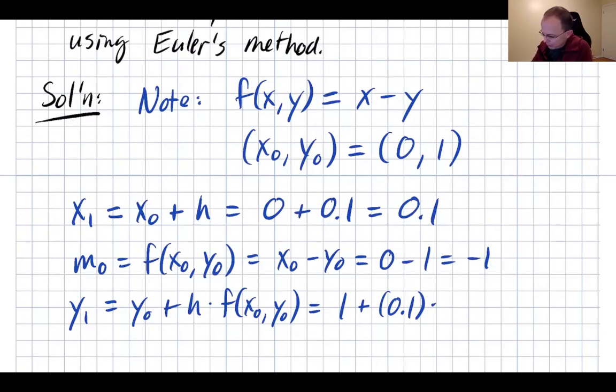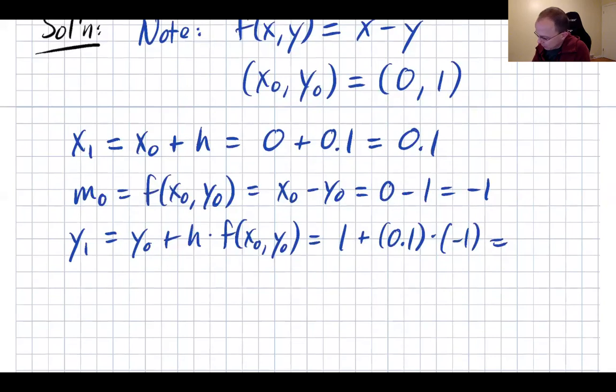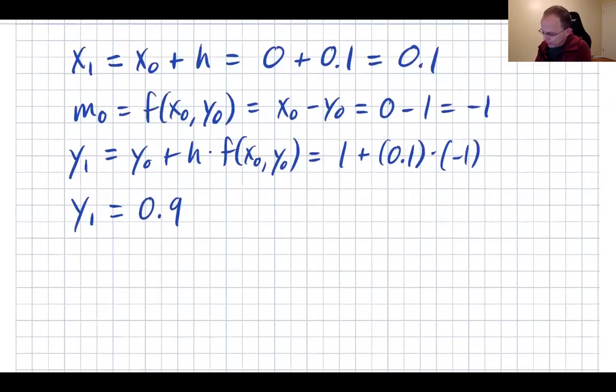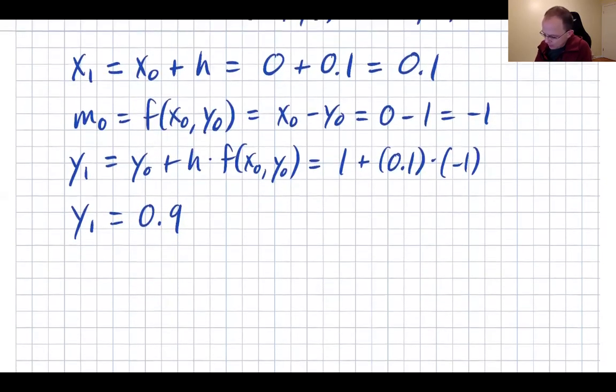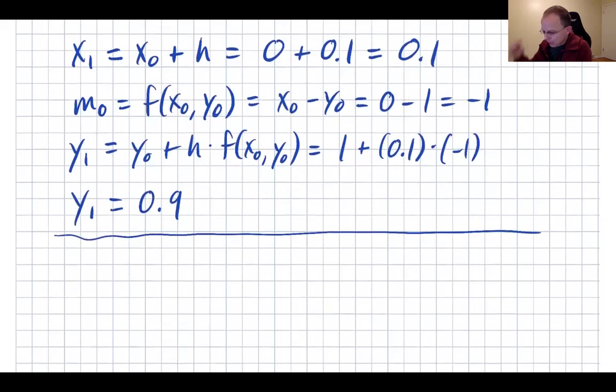So let's plug that into our formula here. We get minus 1, and when we calculate this out, we will get, let me write it on the next line, y1 is equal to 0.9. Okay, so there's our next point.